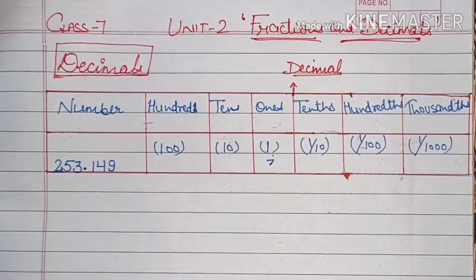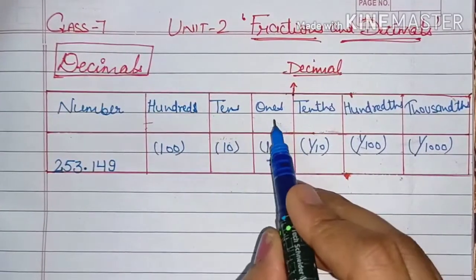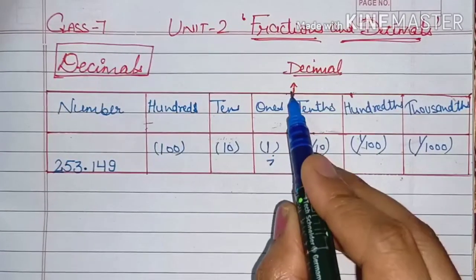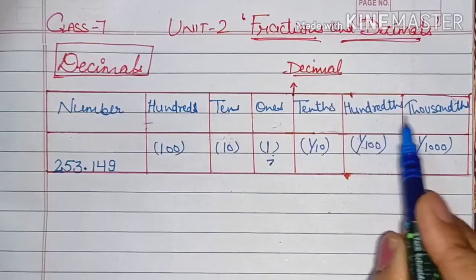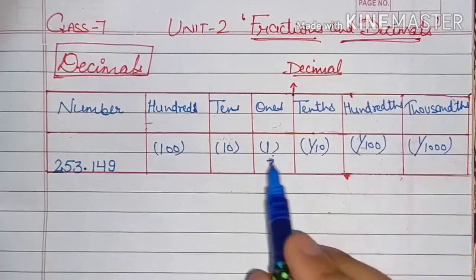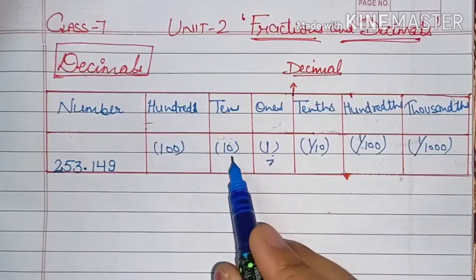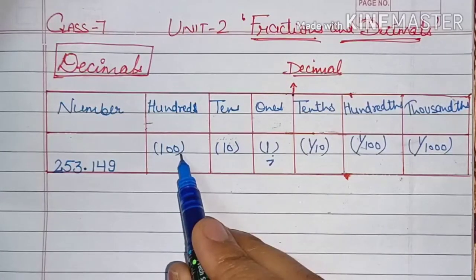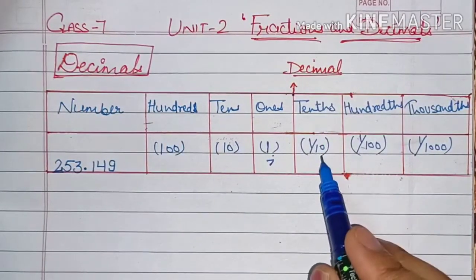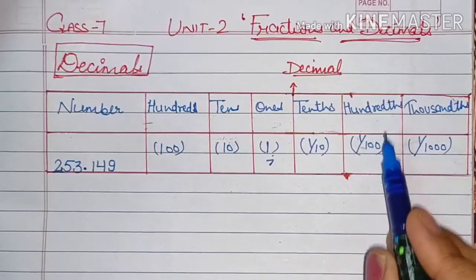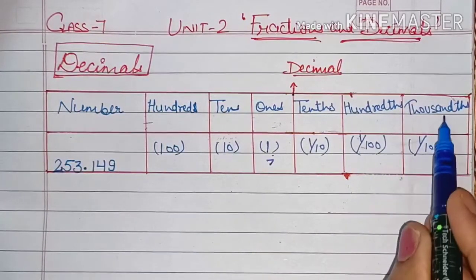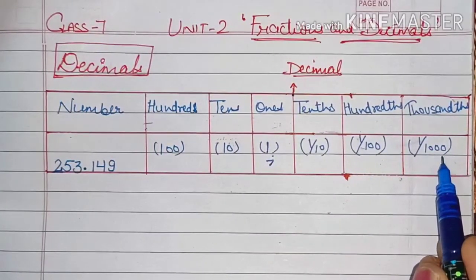So how do we represent it? This is ones, tens, hundreds, and after the decimal we have tenth, hundredth and thousandth place. Place value of ones is 1, tens is 10, hundred is 100, and at the tenth place the place value is 1 over 10, hundredth place it is 1 over 100, and thousandth place it is 1 over 1000.